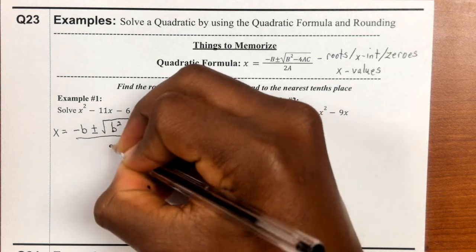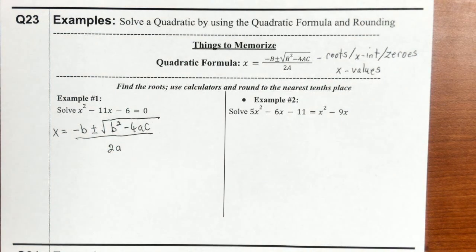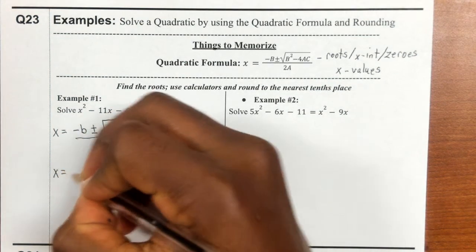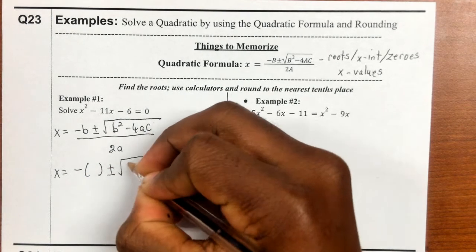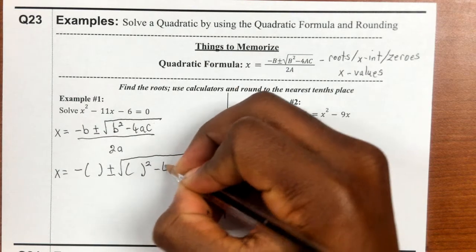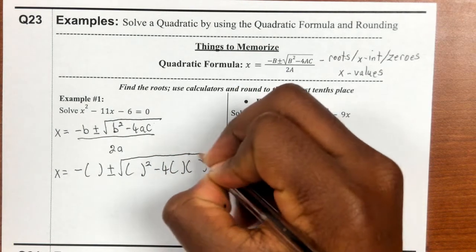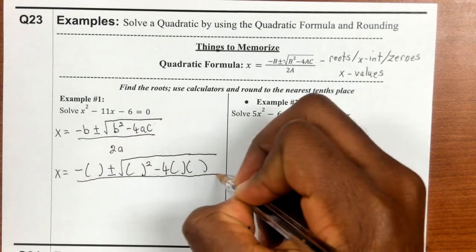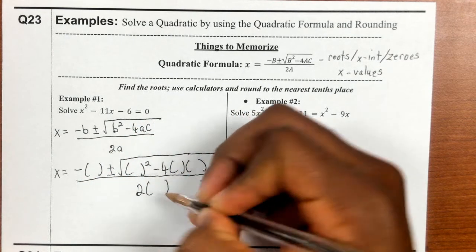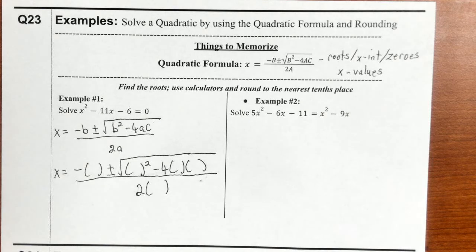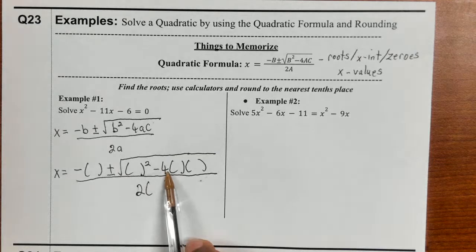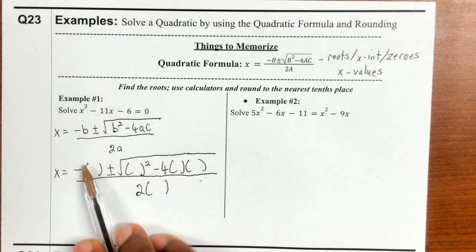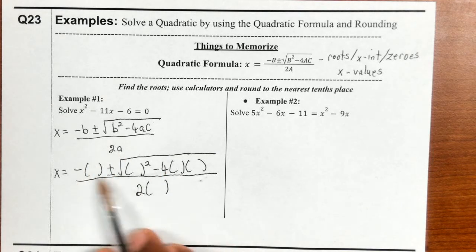All over 2a. A lot of times I'll set it up as negative parentheses plus or minus the square root of parentheses squared minus 4 parentheses, all divided by 2 parentheses. What did I do there? I replaced all the letters with parentheses, because I'm going to plug numbers inside, and this will make it easier to plug them in.